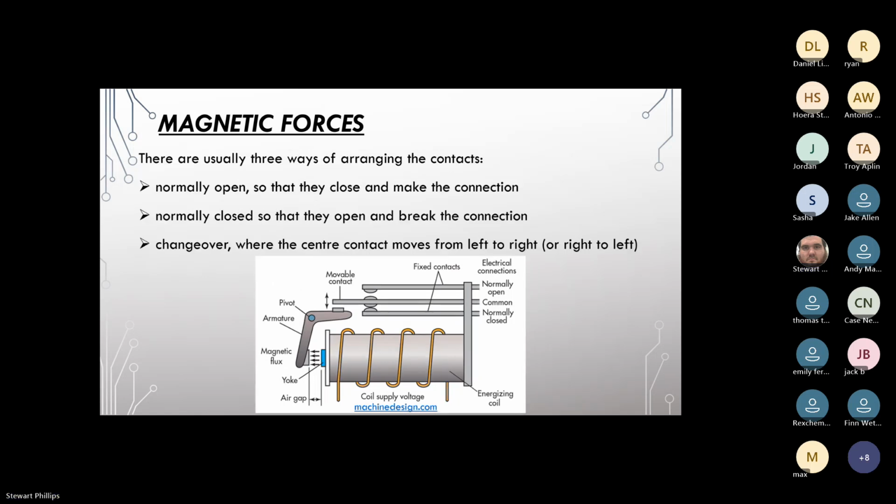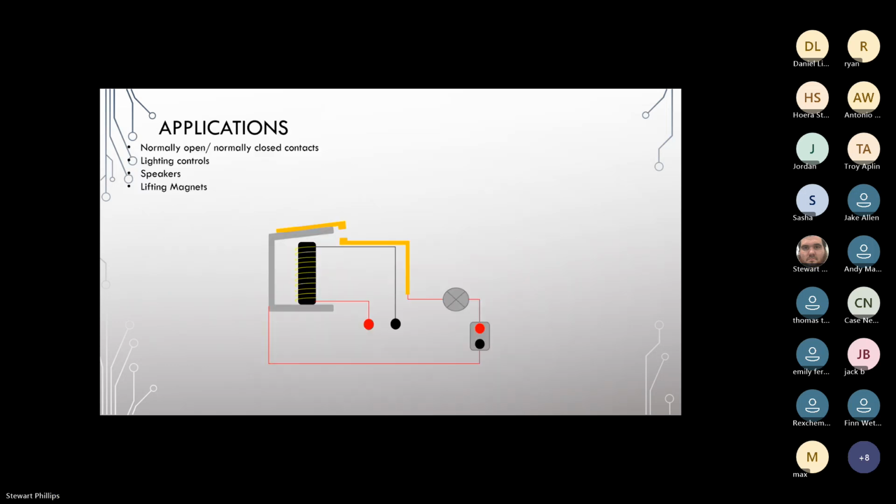Cool. There are normally three ways of arranging the contacts. Normally open, so that they close and make a connection. Normally closed, so that they open and break the connection. Or changeover, where the center contact moves from left to right or right to left, depending on which magnet is energized. So a relay may have two coils in it instead of just one. Cool. So normally open, normally closed contacts are normally used for things like lighting controls, speakers, lifting magnets. There are all kinds of things we can use relays for.